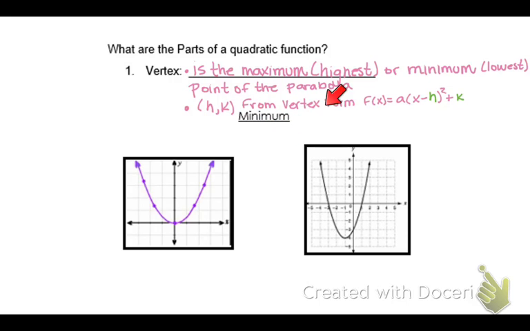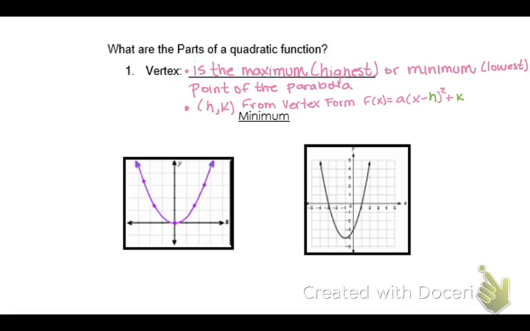Now, h, k comes from the vertex form. f of x equals a times x minus h squared plus k. But we're going to look at this second point more next time. So now, we are going to identify the vertex from a graph, okay? So we're going to begin with a minimum, okay?